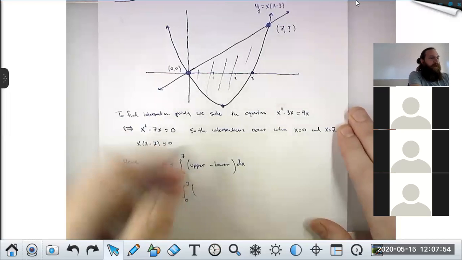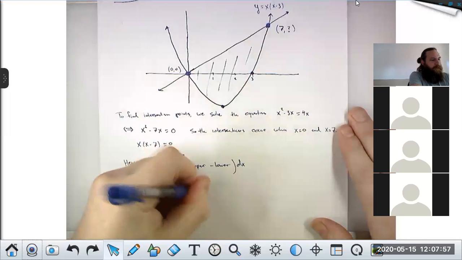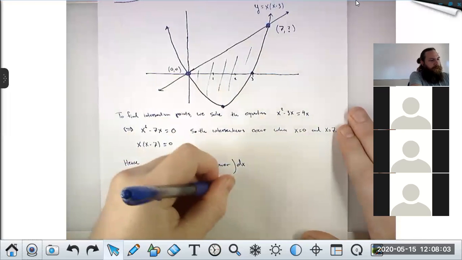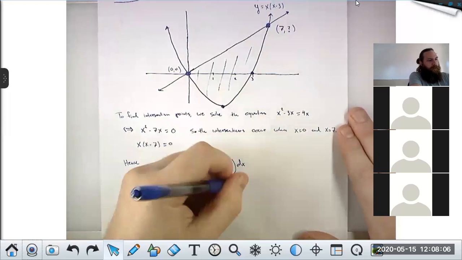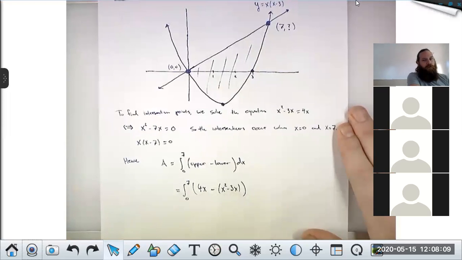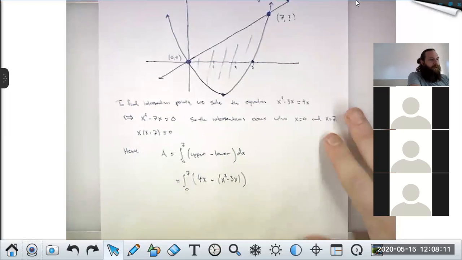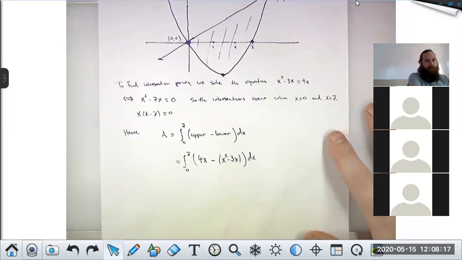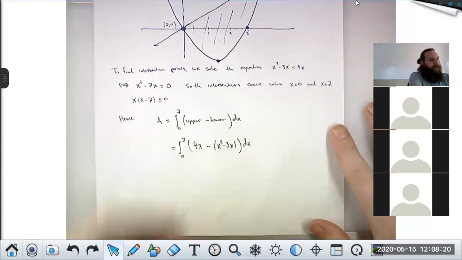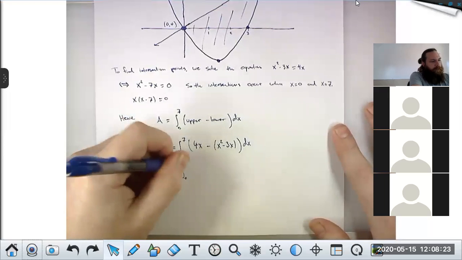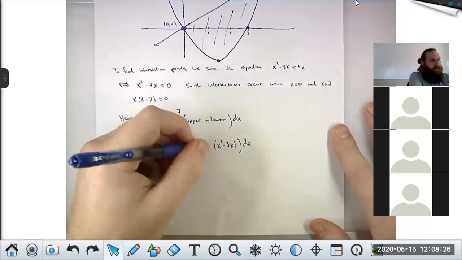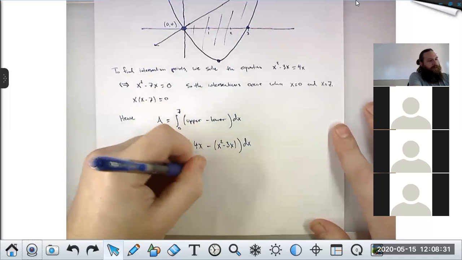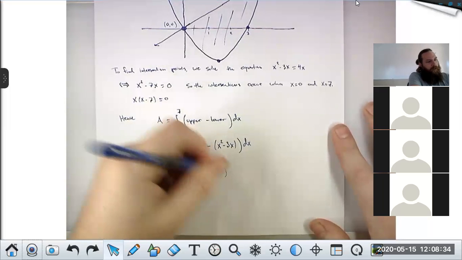All right, so what is my upper function? It's y equals 4x. My lower function is x squared minus 3x, and I'm going to put that in parentheses because I'm subtracting it as a chunk, which means this negative is going to need to be distributed. If I don't distribute that negative, things will go wrong. And I still have my differential term here, dx. That is the same as the integral from 0 to 7 of 4x minus x squared plus 3x, so that's 7x minus x squared dx.